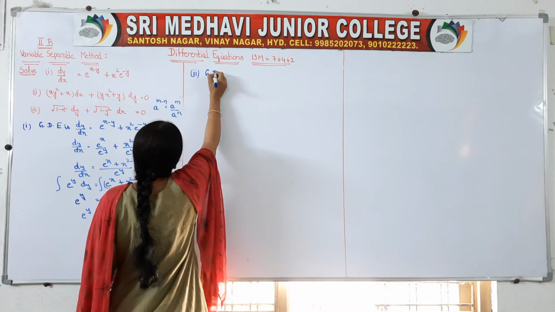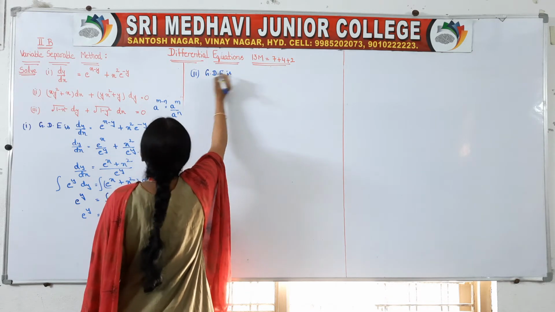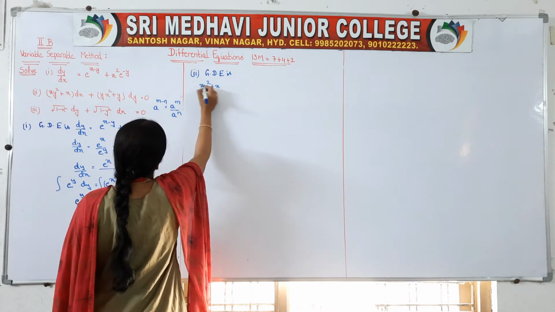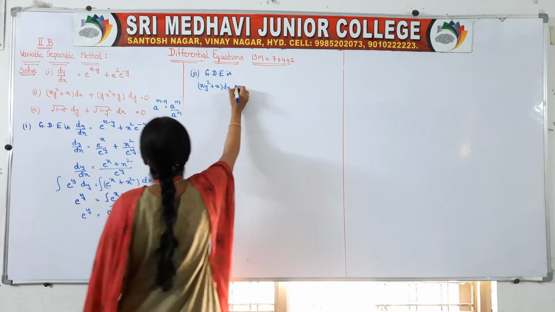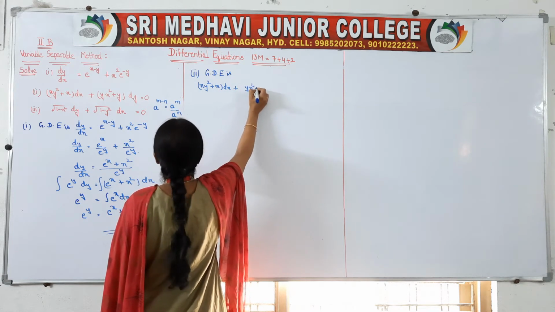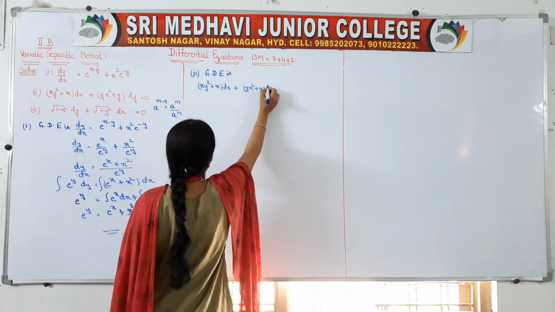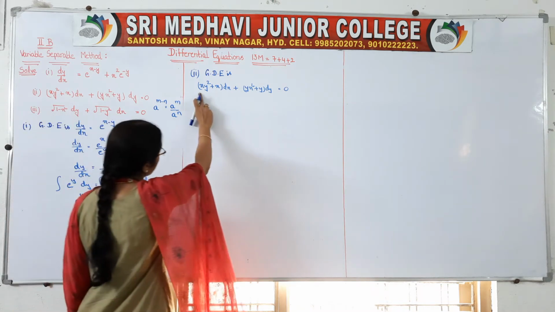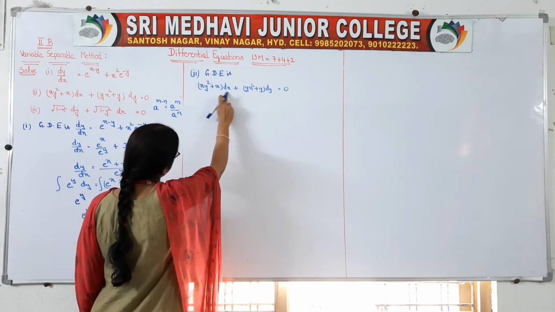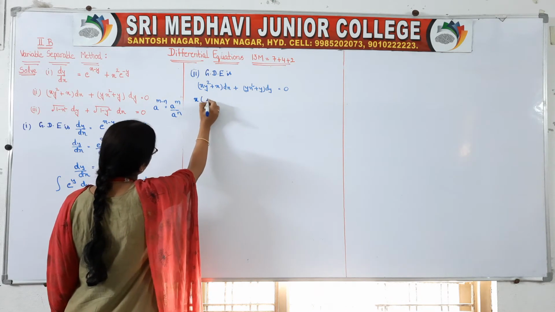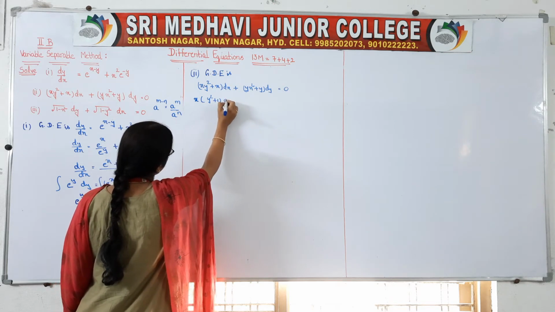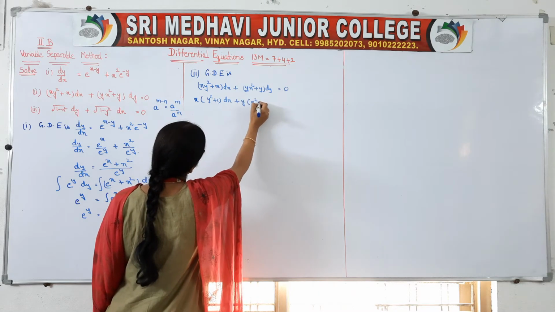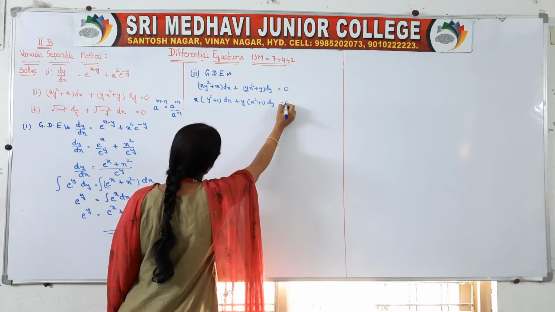What is the given differential equation? It is (xy² + x) dx plus (yx² + y) dy is equal to 0. Okay, observe carefully. In this equation, in this term we can take x common, isn't it? Take x common, then x(y² + 1) dx, plus from this term y can be taken outside, y(x² + 1) dy is equal to 0.